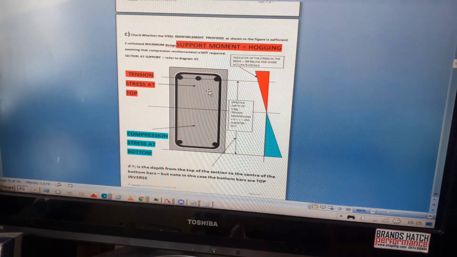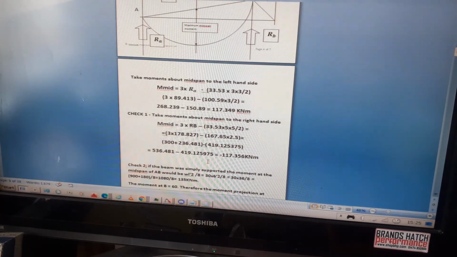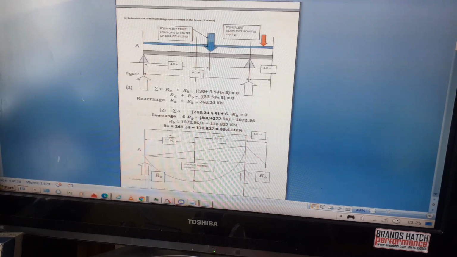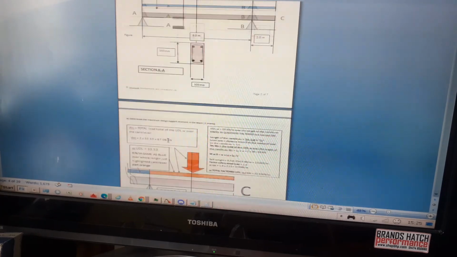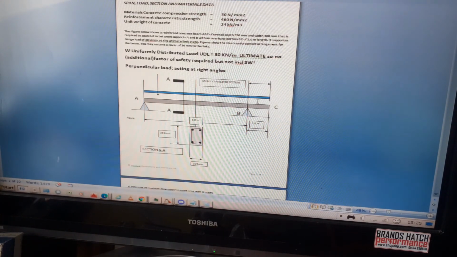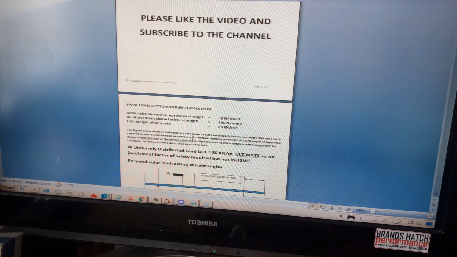So that's it. If you want to see how I worked out the moments, I've done it. There's the bending moment envelope I worked out in the last video, and if you want to see how I got the bending moment support reactions for this beam, then please look at the other videos.